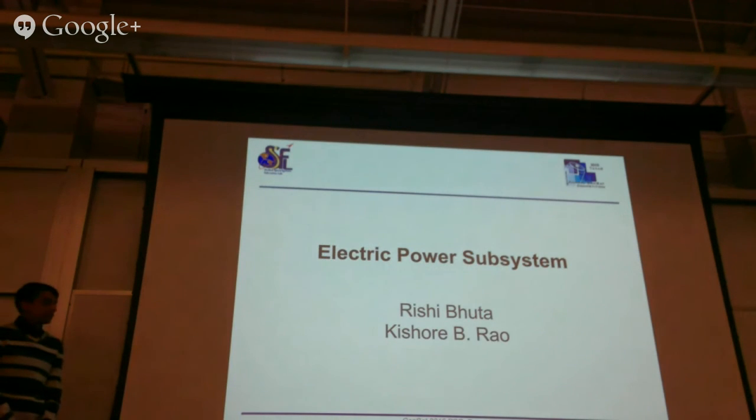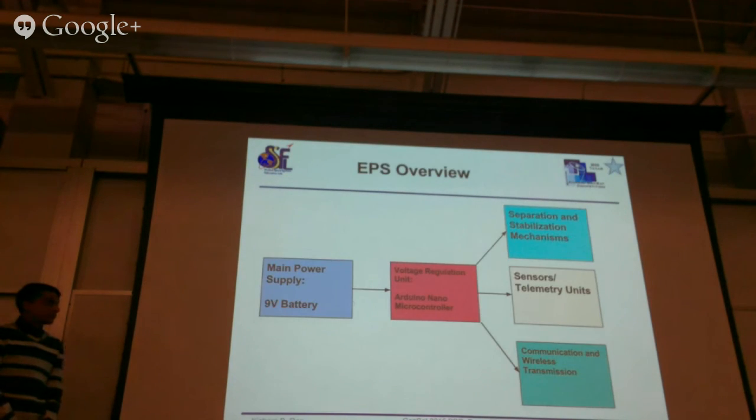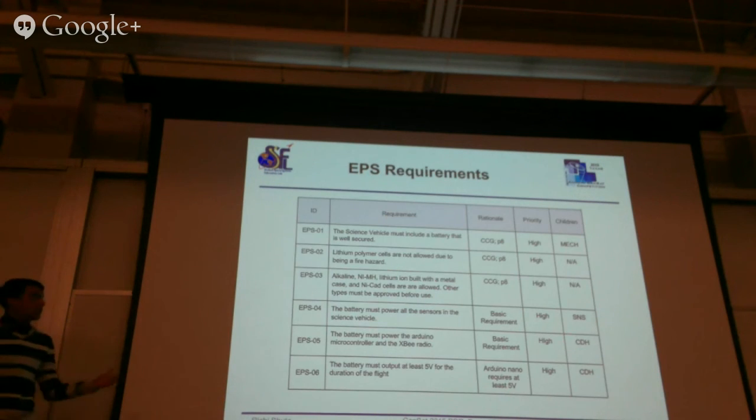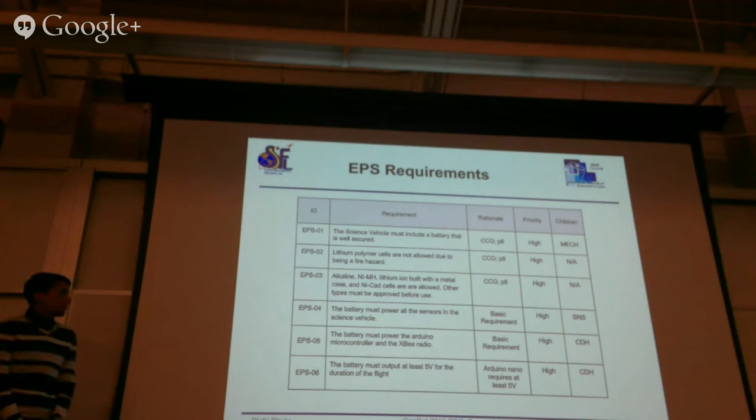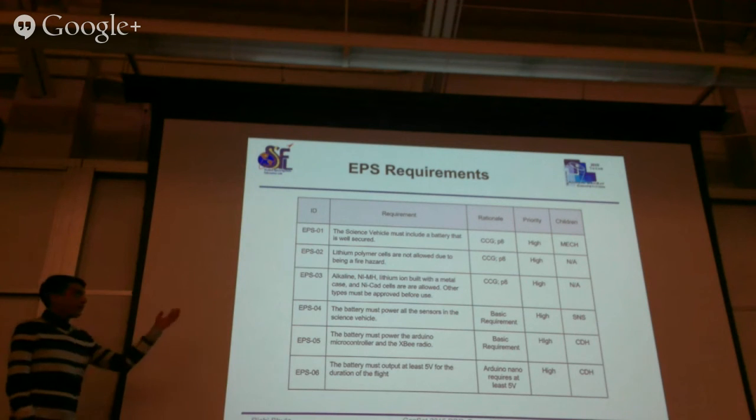So next up is the power subsystem. In an overview, we have our main power supply from the 9-volt battery, which leads to a voltage regulation unit, which in our case is just the Arduino Nano microcontroller, and three main categories that will be powered: separation and stabilization mechanisms, sensor protection units, and communication wireless mechanisms. So this is just over the requirements again. We have to take up the question in regards to the battery.